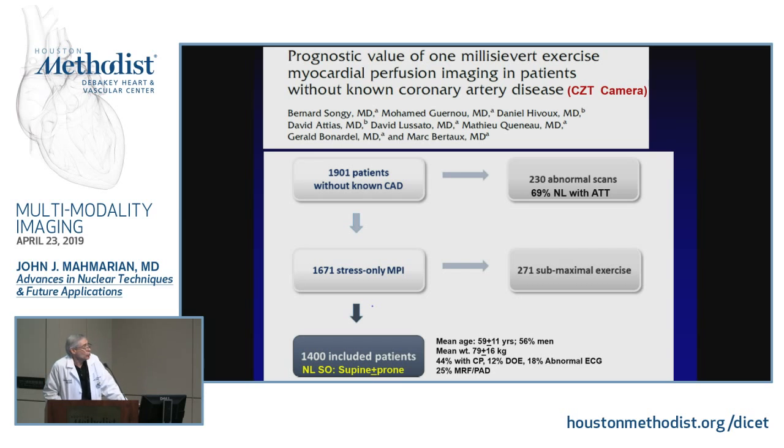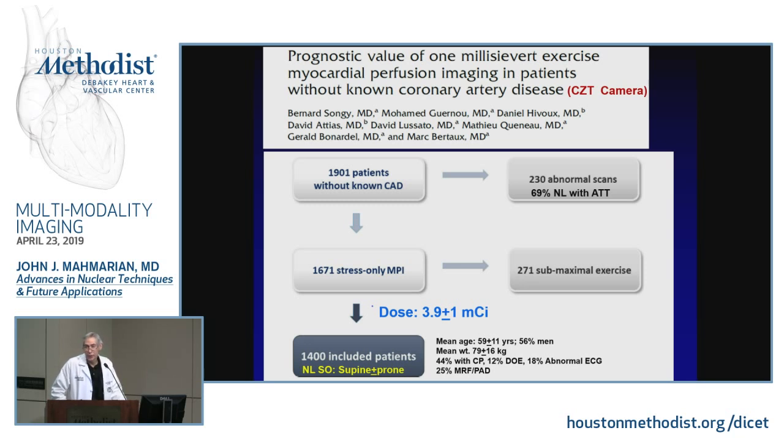Okay, these are some data looking at the prognostic value of 1 millisievert exercise myocardial perfusion scanning. This is a very interesting study because they took people who had maximal exercise and they had a normal supine or prone image, okay? And they achieved stress-only imaging. Mean age was 59. You can see about 70, 80 kilogram weight. A lot of these patients had obviously symptoms for CAD. And the dose here was 3.9 millicuries for the stress dose.